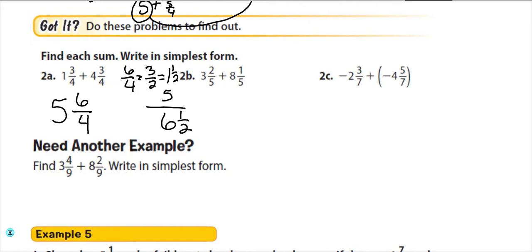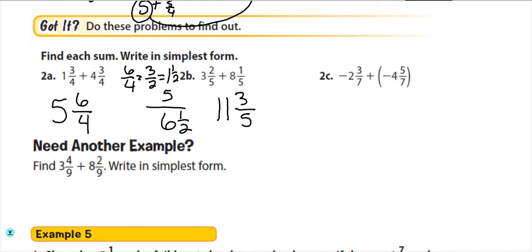All right, let's try 2B. So if you haven't tried it on your own yet, go ahead and pause it. Please try at least 2B on your own. All right, and then you can always come back and we'll do 2C together again if you're still not sure. Okay, so let's take a look here at 2B. So we have 3 plus 8, that's going to be 11. 2 plus 1, that's going to be 3. And then we have the 5. So that one was super easy. Okay, 11 and 3/5. Done. That's it. All right, let's try 2C.